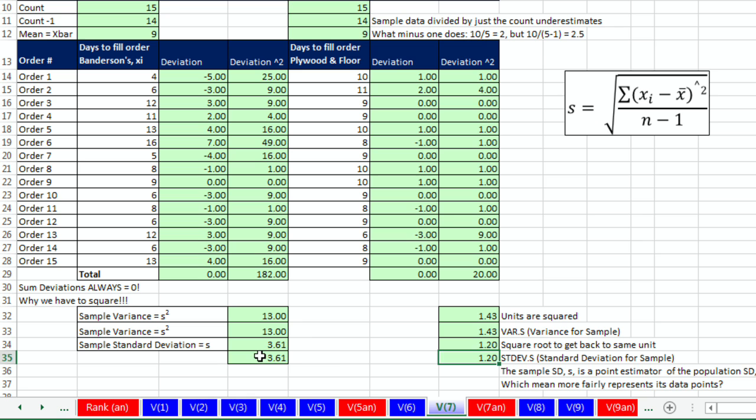Now, which mean more fairly represents its data points? Remember, they were both 9. Well, clearly, this standard deviation is much smaller than this one. So this 9, since it's standing in one value representing all the data points, more fairly represents its data points than this 9 mean calculation does of its data points.